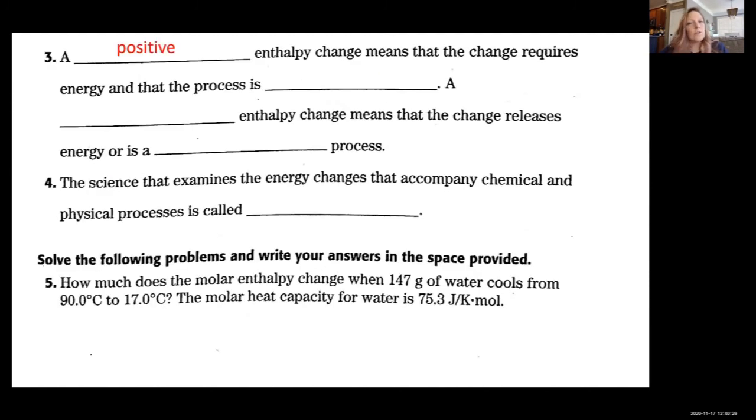A positive enthalpy change means that the change requires energy and that the process is endothermic. A negative enthalpy change means that the change releases energy or is exothermic. The science that examines energy changes that accompany chemical and physical processes is called thermodynamics. So solving the following problems, I'm just going to give you your answers so you can check them, okay?